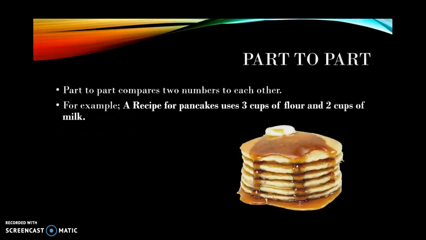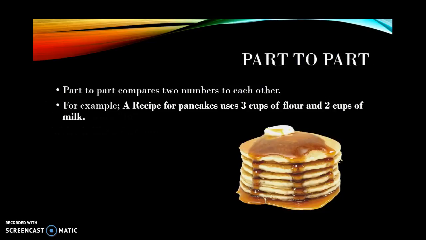There are two different ways to talk about ratios. The first would be part to part. A part-to-part ratio just compares two numbers to each other. There's no third party in there.